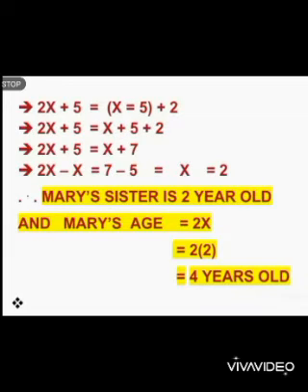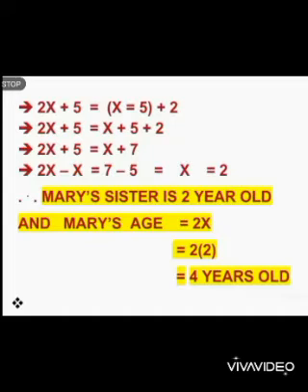Now let us add 5 plus 2 here. 5 plus 2 is 7. So you got here 2x plus 5, which is equal to x plus 7. Now let us transpose x to the left hand side. Then you will get minus x. 2x minus x is x, which is equal to, already 7 is there. Let us transpose 5 to the right hand side. Then you will get minus 5. 7 minus 5 is 2.